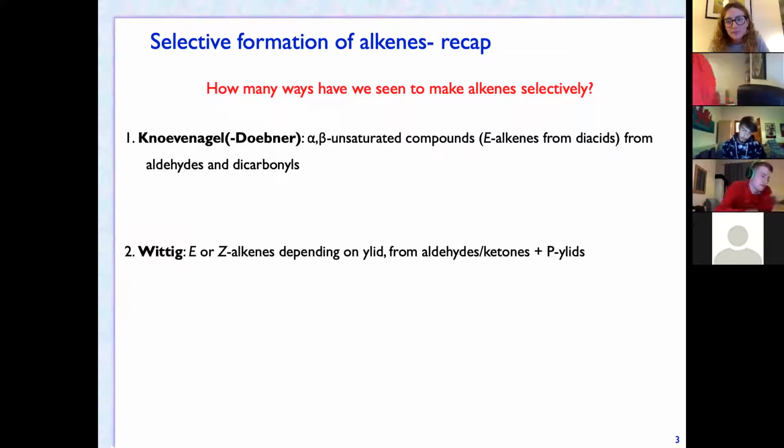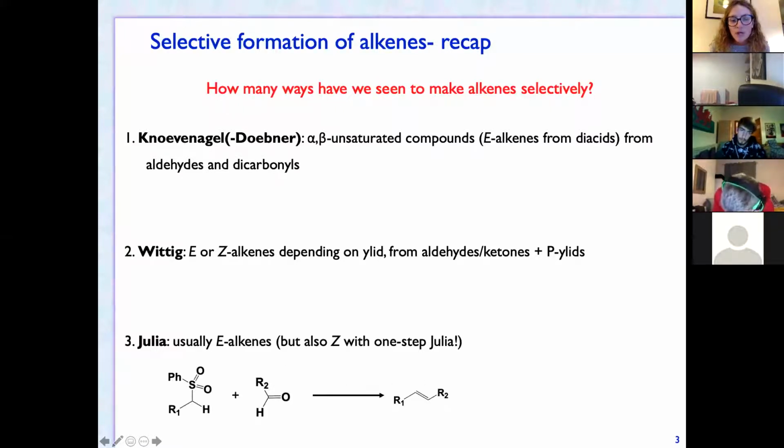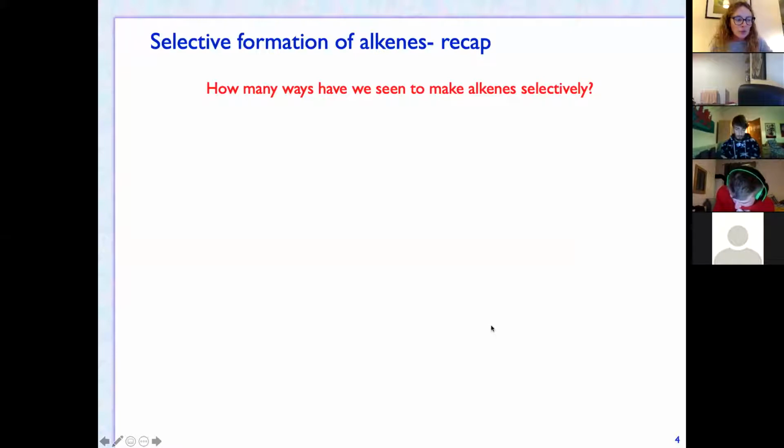Is it the Julia olefination? The Julia olefination is one of them. So we have seen that it is used to make E alkenes, but with the one-step version of the reaction, we can also selectively make Z alkenes, tuning the conditions. Okay, so we have Julia, we have the Peterson elimination. We have seen another one.